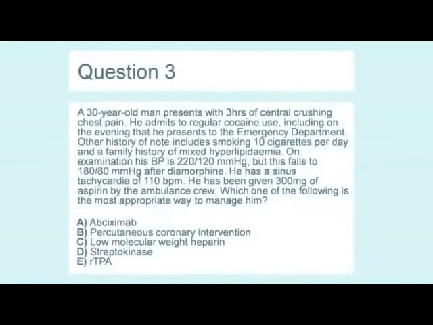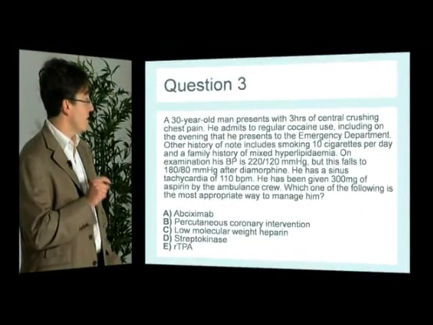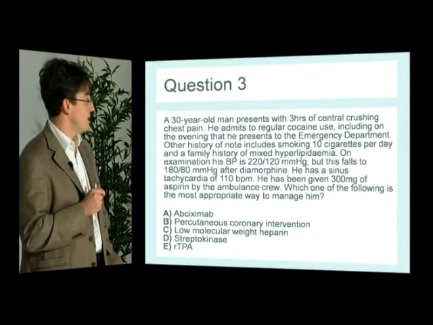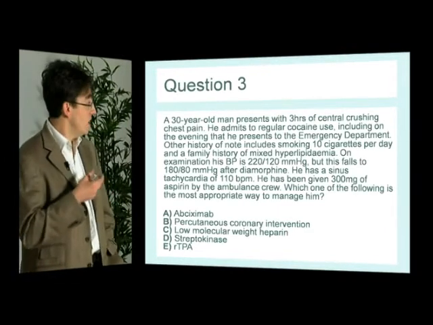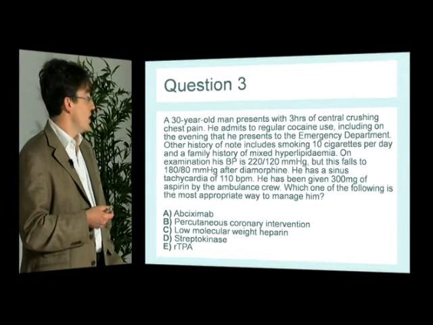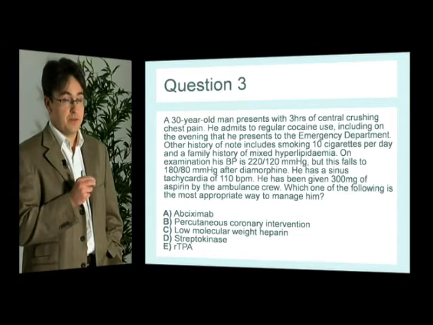We'll now move on to question 3. A 30-year-old man presents with 3 hours of central crushing chest pain. He admits to regular cocaine use, including the evening that he presented to the emergency department. He once again has a whole host of risk factors and is hypertensive. Which of the following is the most appropriate way to manage this gentleman?